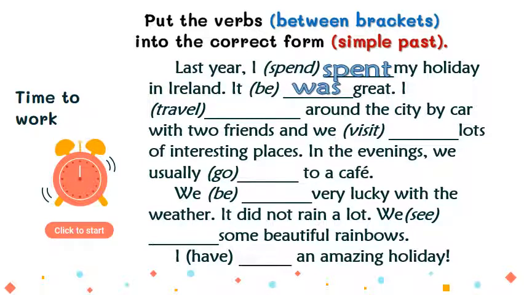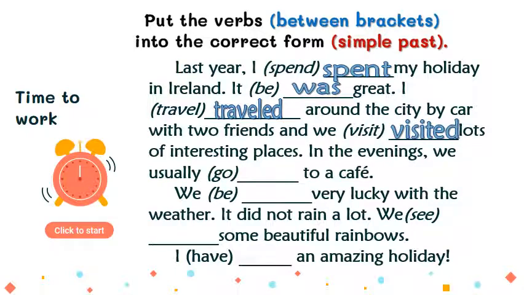I travel around the city by car with two friends. So travel is a regular verb, so it must take ed. I traveled around the city by car with two friends, and we visit. Visit is also a regular verb, so we say we visited lots of interesting places.